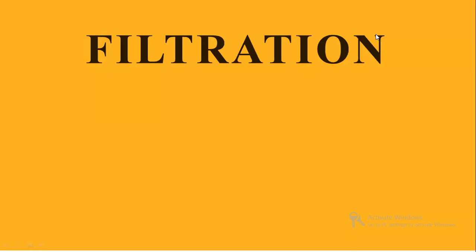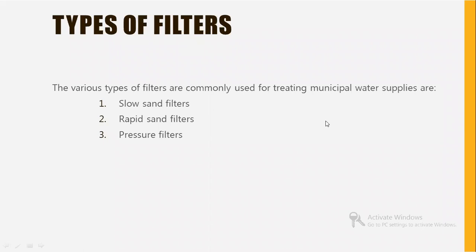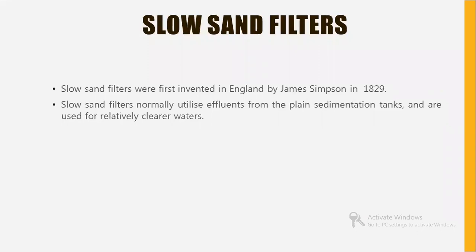Today we will discuss about slow sand filter. Filtration, types of filtration: slow sand filter, rapid sand filter, pressure filter. Slow sand filters were first invented in England by James Simpson in 1829. Slow sand filters normally utilize effluents from the plain sedimentation tank and are used for relatively cleaner waters.